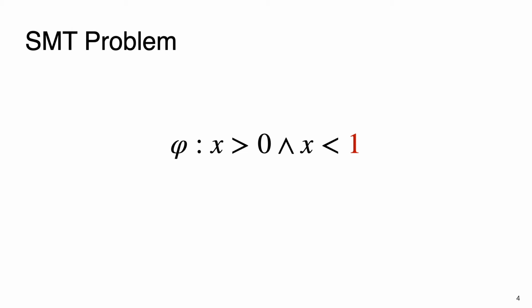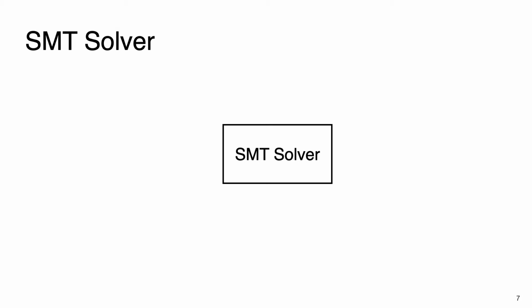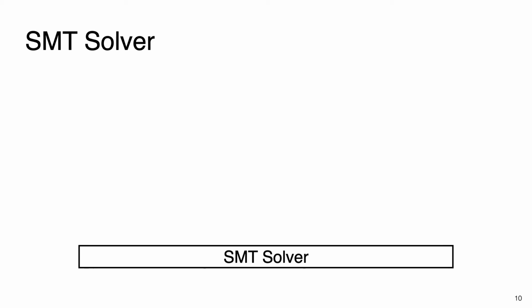If we change the last 0 to 1, the new formula is satisfiable, since x equals 0.5 is a satisfying assignment. An SMT solver is a tool for solving the SMT problem automatically. Given a formula phi, an SMT solver will report the satisfiability of the formula.